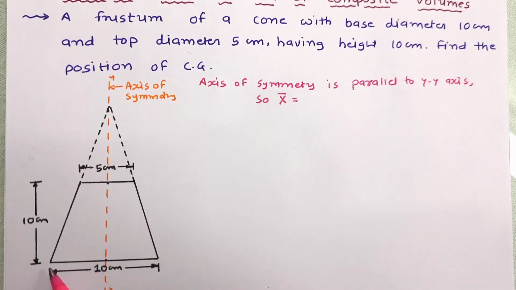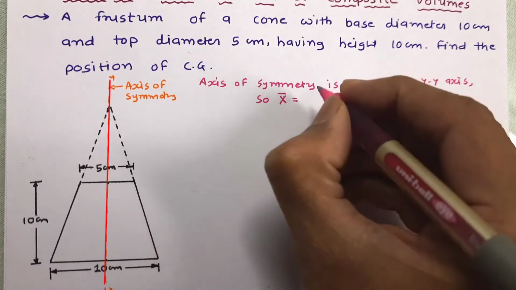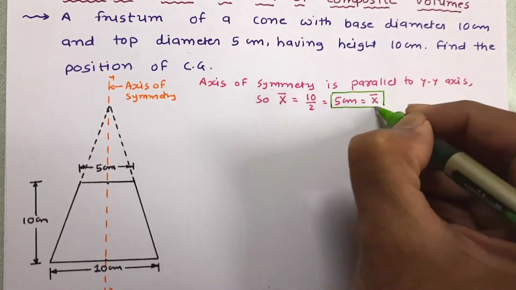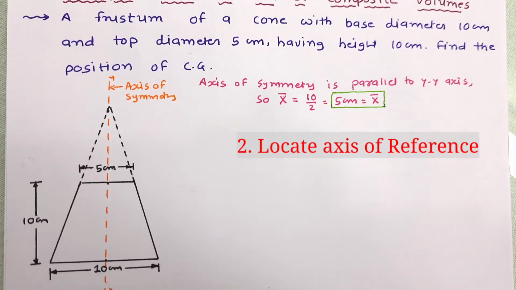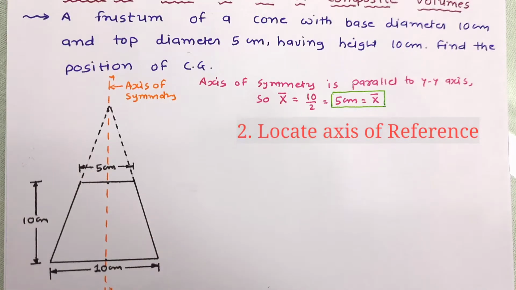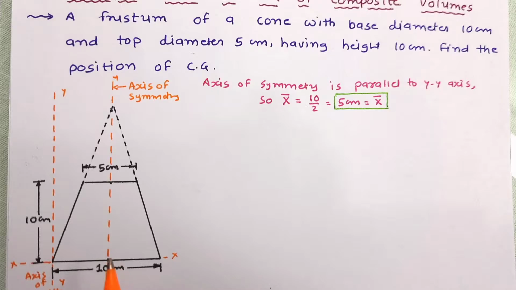Here x bar is the total dimension of the object divided by 2. Total dimension of the object is 10 cm in the x-axis direction. So x bar will be 5 cm. The second step is to decide the reference axis. Reference axes are selected so that the object remains in the first quadrant. So we'll select the axes of reference like this. Let us mark them. These are the axes of reference xx and yy. Now the figure is in the first quadrant.